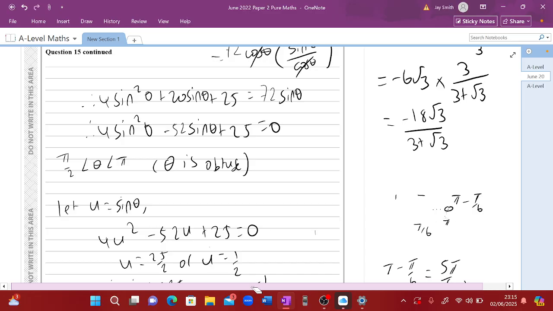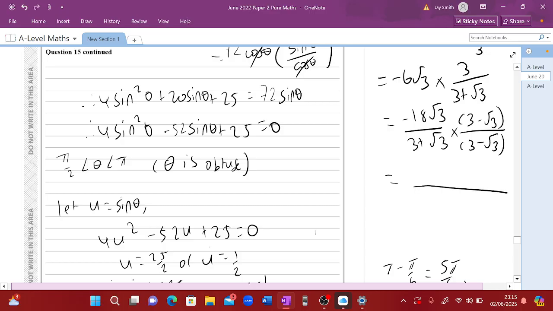Okay, let's get rid of more space here. And then I'm going to rationalise it. So it's going to need to look like 3 minus root 3 over 3 minus root 3, because it's a difference of 2 squares. Because then the denominator will go to 9 minus 3, which would be 6. And then we can expand this. So 3 times minus 18 root 3 is going to be minus 54 root 3.